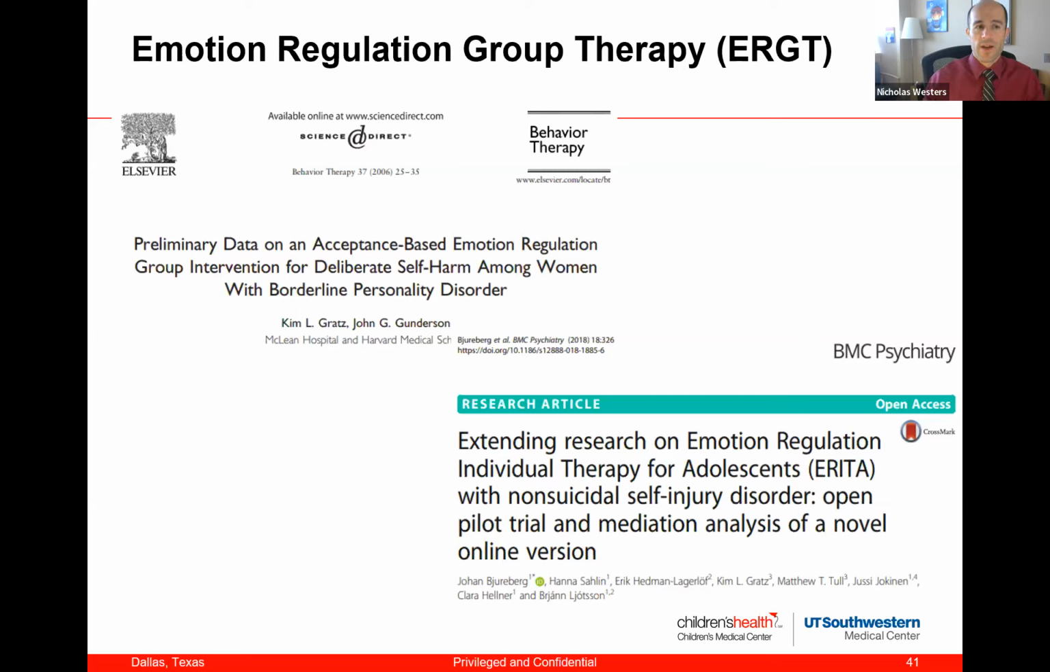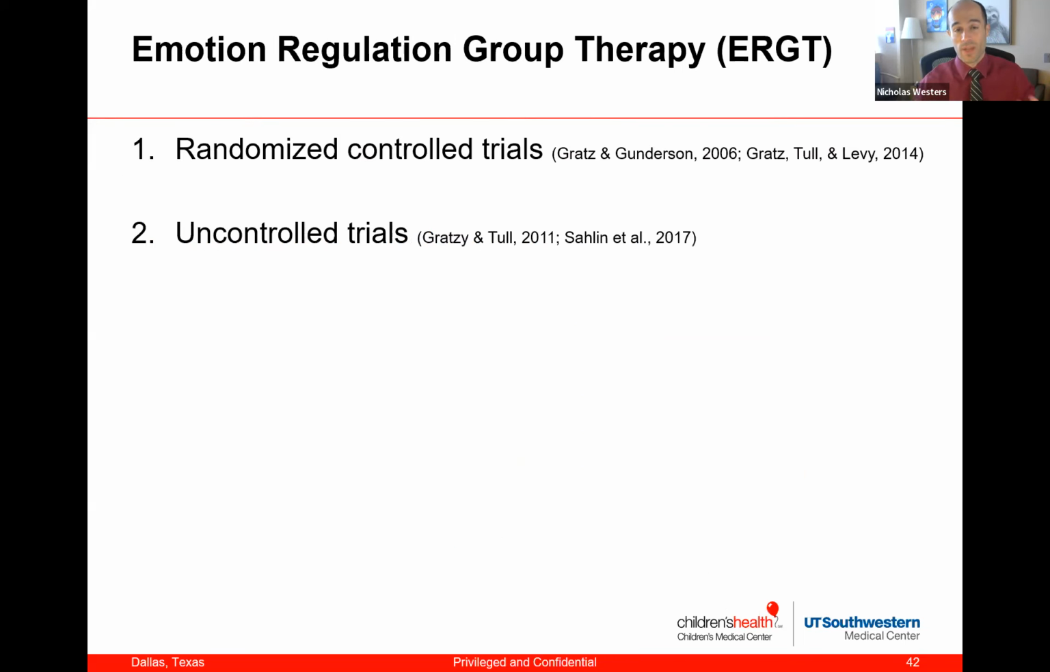Next, I really like emotion regulation group therapy and emotion regulation individual therapy for adolescents. I don't do this as clearly as I do T-SIB, but I use elements along with T-SIB and integrate them in addressing my patients' needs. But yeah, this was initially developed, like I had mentioned, for adult white women with borderline personality disorder, but it's now been expanded to others.